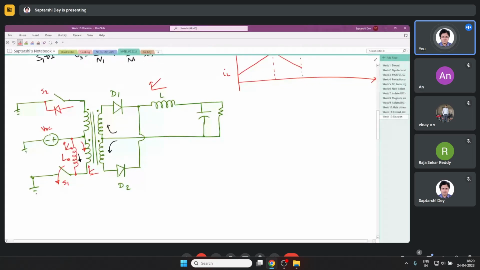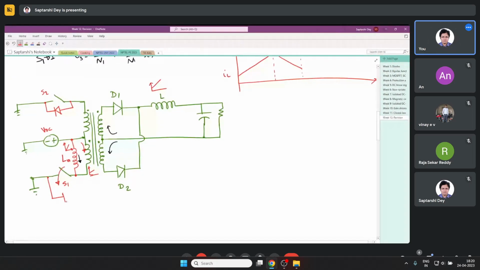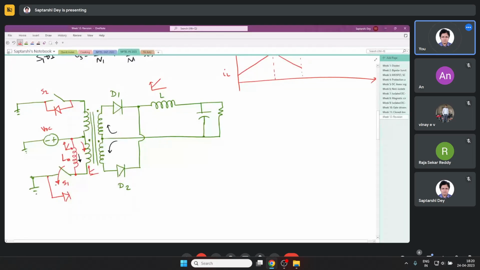So your diodes must be put like this. It is like this. Just a minute. You open this. Yes, it should be like this only. Let me check.